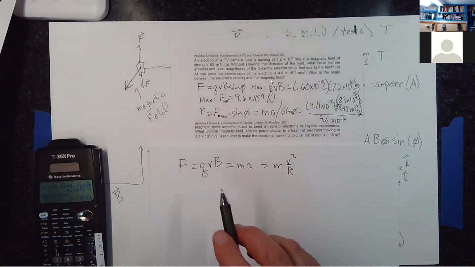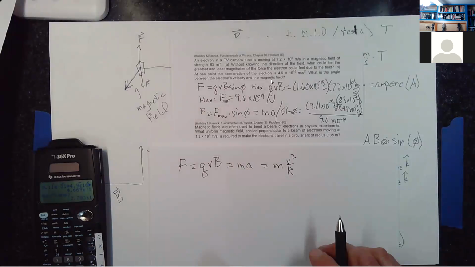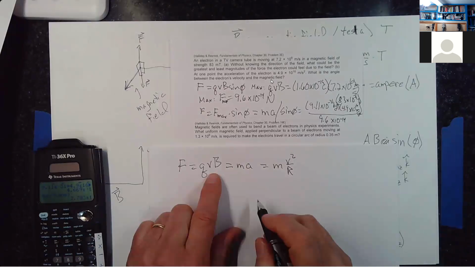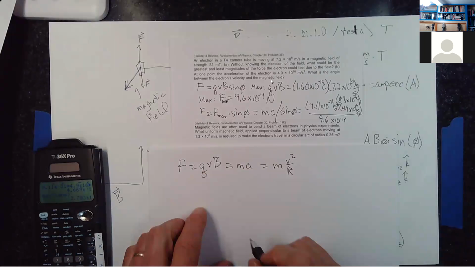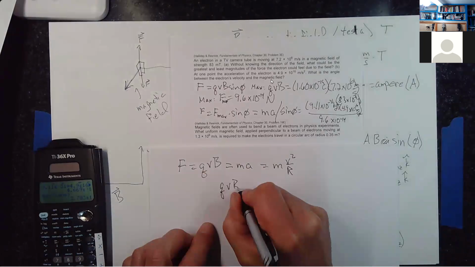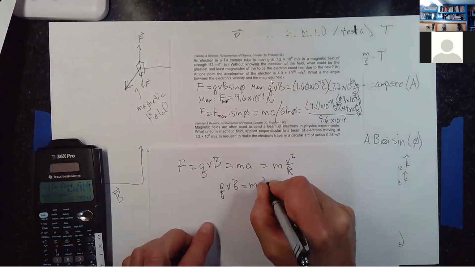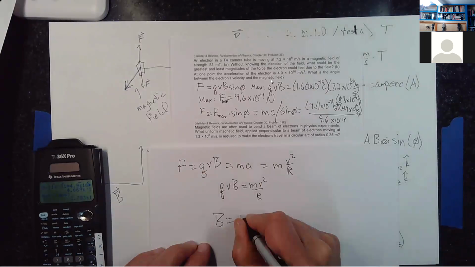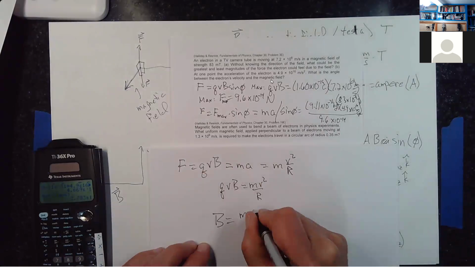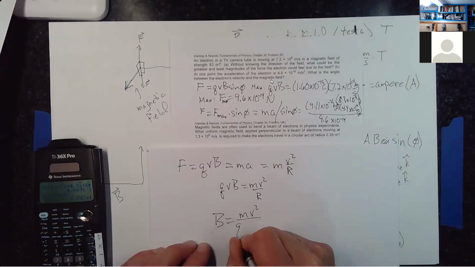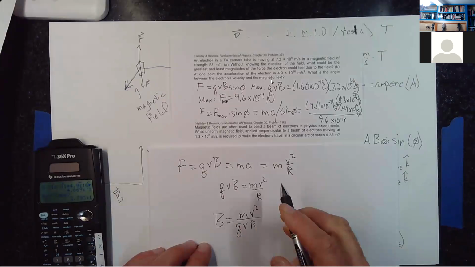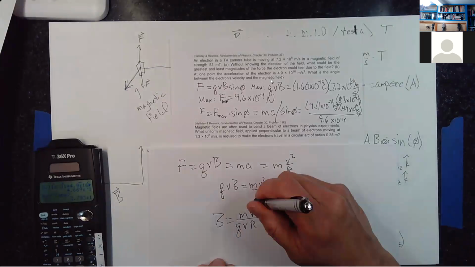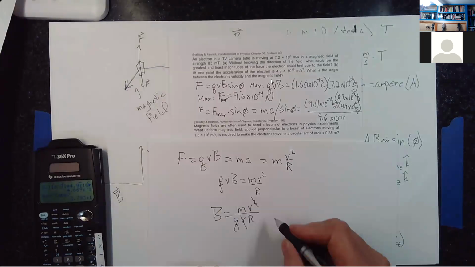And so if you were designing an experiment, you'd want to know if you want to bend the electrons in a particular radius beam, that's how this would work out. So setting this equal to this, QVB equals MV squared over R, and then solving for B. Oh, and I've got a V here and a V there. I'm just dealing with magnitudes of that. So it's just MV over QR.